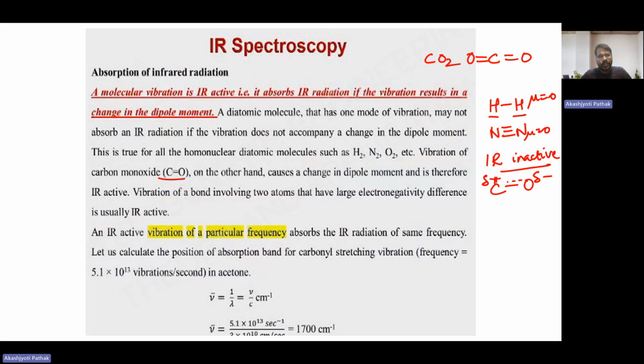Remember that vibration of any molecule which results in a change in dipole moment is called IR active. Now the vibration of a bond involving two atoms that have a large electronegativity difference is usually IR active, like the case of carbon monoxide. Carbon monoxide has a large electronegativity difference. That is why it is IR active.